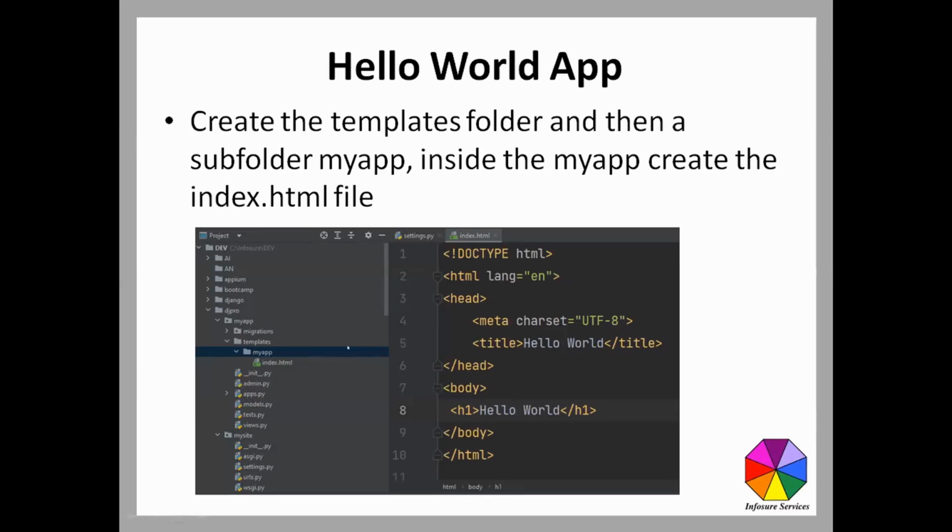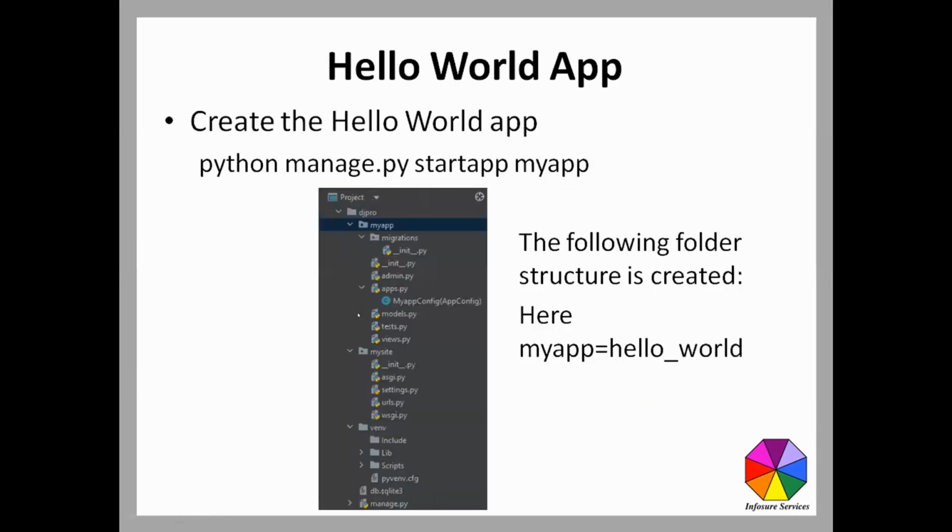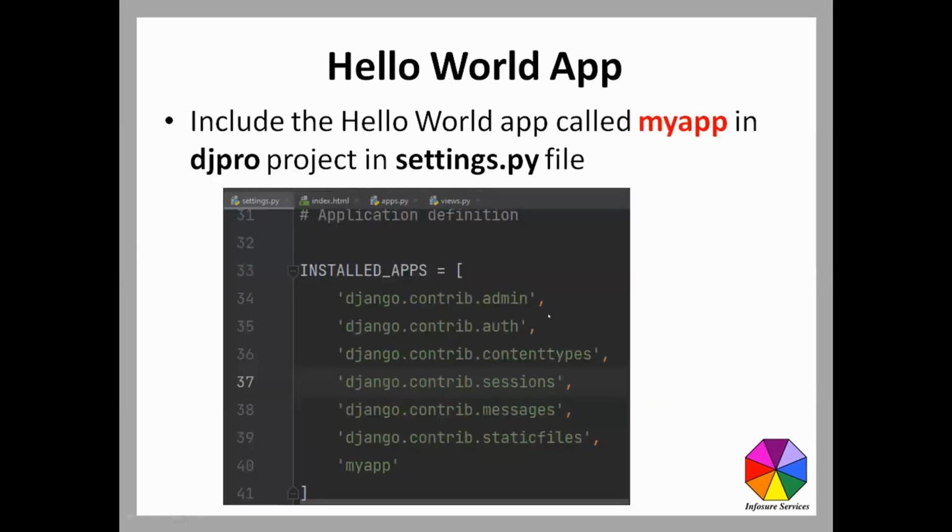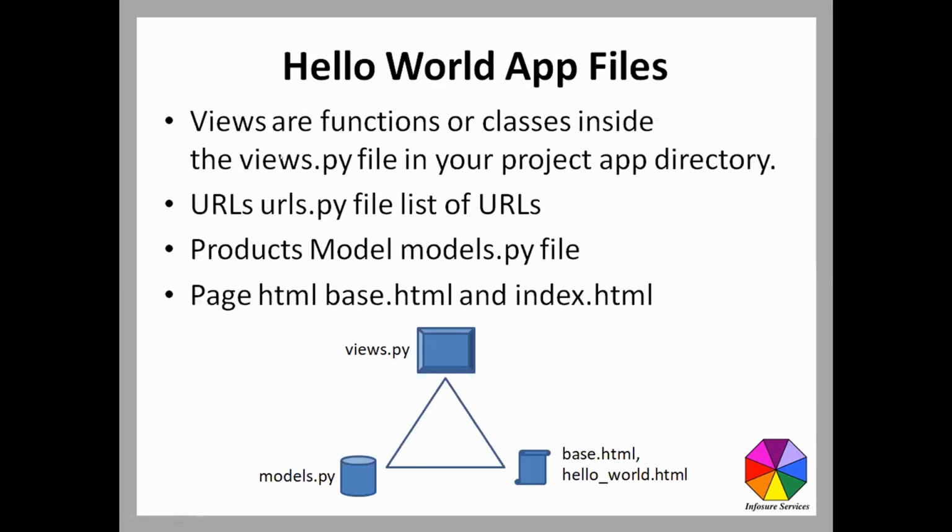Sorry, say that again, I lost the focus. Under my app, models, views, admin.py, everything will be created when you run this utility, startapp myapp. It will create these files. So what I was saying here, coming to views.py, models and views.